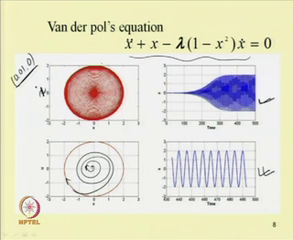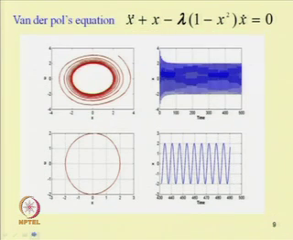Similarly, if you take another initial condition outside this limit cycle, one can observe that with increase in time it approaches the same periodic orbit. So these are examples of limit cycle in case of the van der Pol equation.